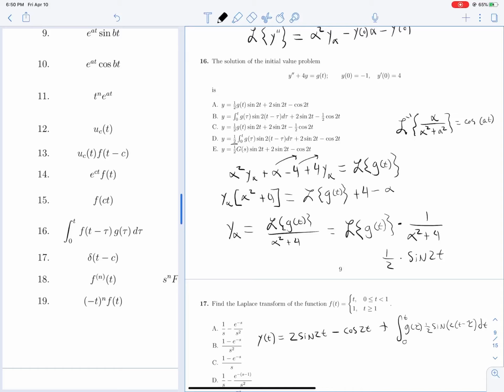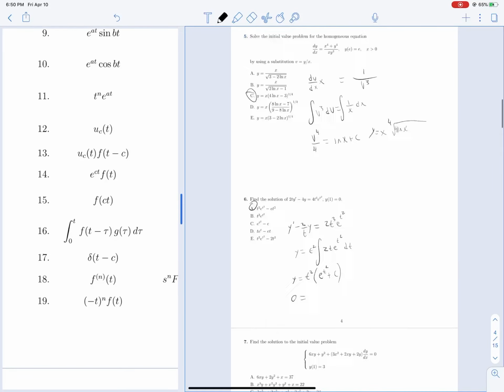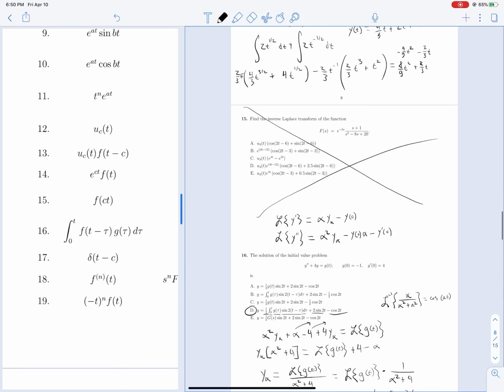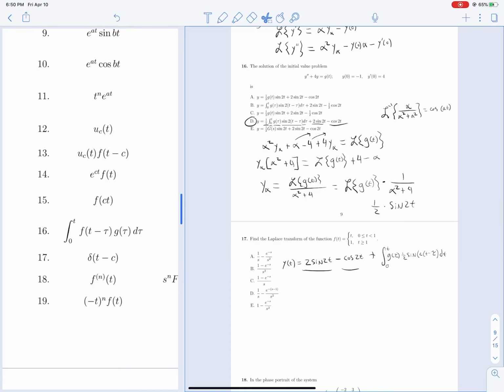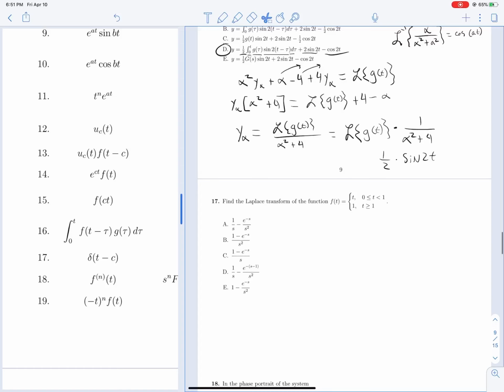But we see we have 1/2 integral from 0 to t of g of tau sine 2 times t minus tau d tau plus 2 sine 2t minus cosine of 2t. So D is our answer for problem 16. There's something about these Laplace transforms that are noticeably more satisfying than a lot of the stuff that we've been doing before. I kind of like it.